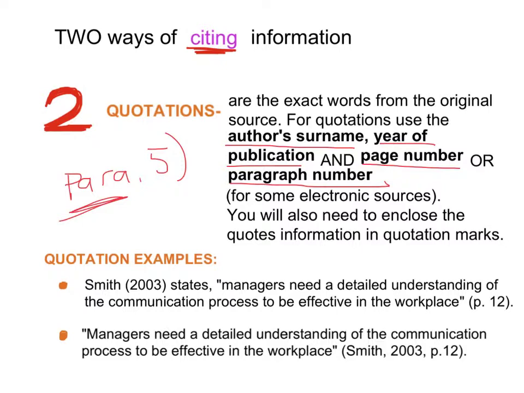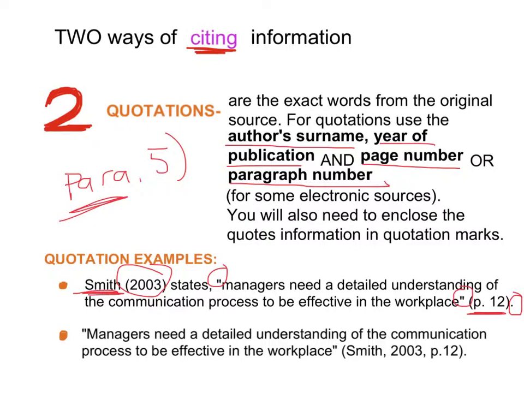So the first one, again, identifies the author immediately. So Smith, and 2003 refers to the publication date. So Smith in 2003 states, "Managers need a detailed understanding of the communication process to be effective in the workplace." Now, you notice that the ideas have been placed within quotation marks. Because the author and the year of publication has been identified at the beginning of the sentence, only the page number is listed in brackets at the end, followed by the full stop.